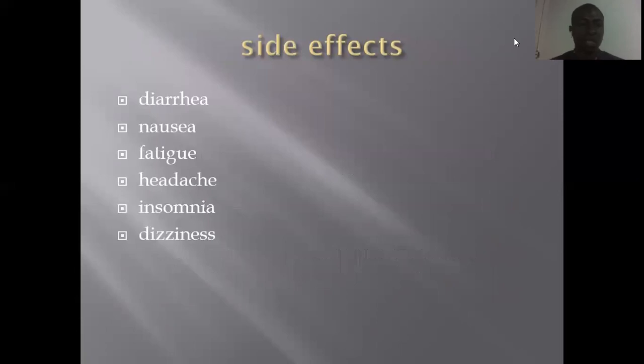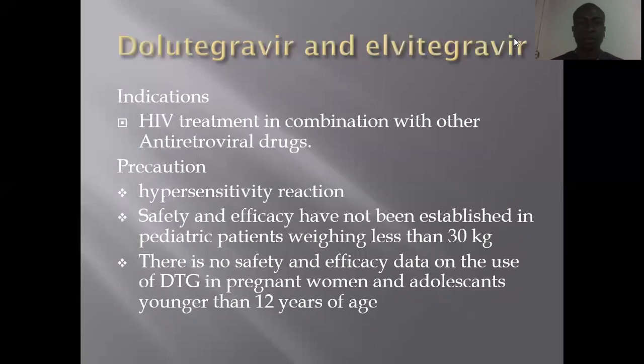Side effects of this drug: diarrhea, nausea, fatigue, headache, insomnia, and dizziness. Indication: you give it in combination with any antiretroviral drugs. Caution in hypersensitivity reaction. Safety and efficacy have not been established in pediatrics less than 3. There is no safety and efficacy data on the use of DTG or dolutegravir in pregnant women and also adolescents younger than 12 years.